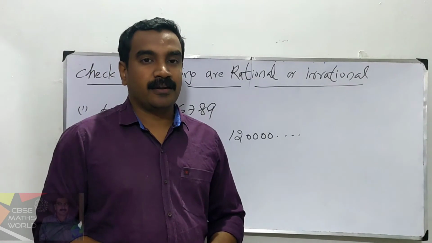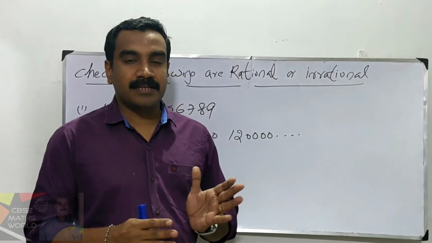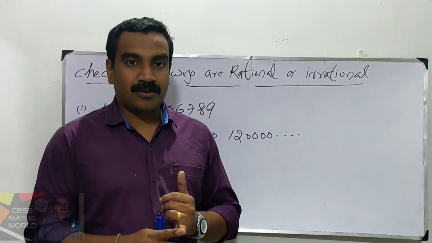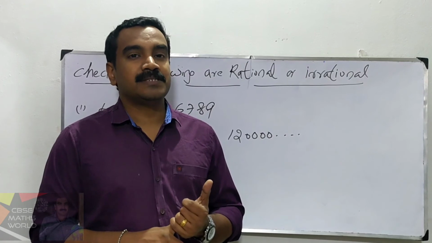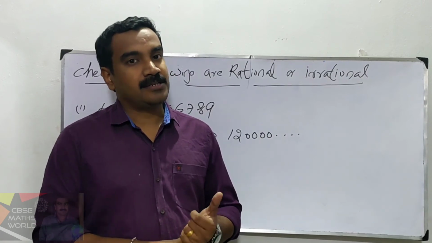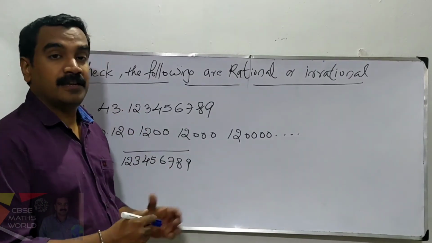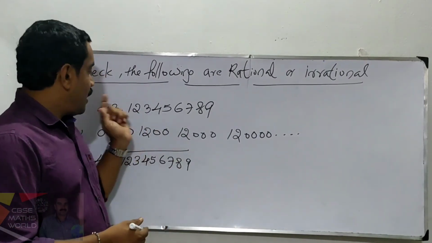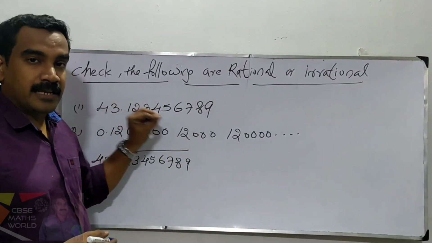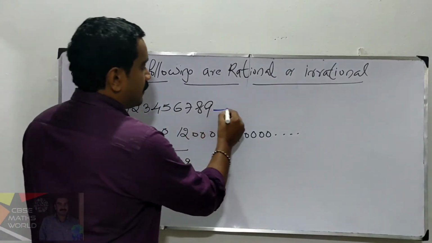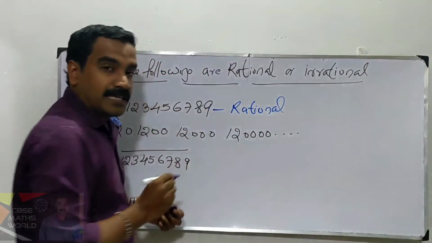Look at the last question. Check whether the following are rational or irrational numbers. What are rational numbers? Rational numbers are terminating, or non-terminating but repeating. Irrational numbers are non-terminating and non-repeating. Look at the first question. 43.123456789. What is the speciality? After the point, the number is stopping here at 9. So it is terminating. So what is the number? It is a rational number. It is terminating. That's why it is a rational number.